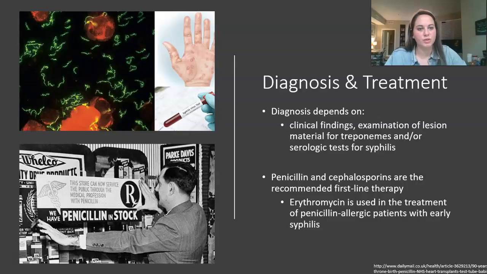So diagnosis depends on clinical findings, examination of the lesion material for treponemes, and or a serological test for syphilis. And penicillin and cephalosporins are the recommended first line of therapy. And ever since penicillin was discovered, it has been a game changer for syphilis. And erythromycin can also be used for those allergic to penicillin.